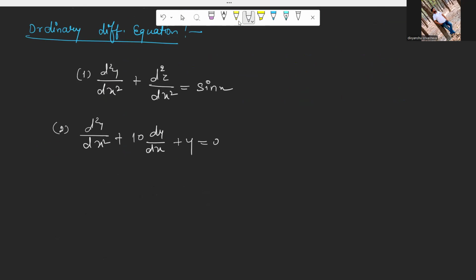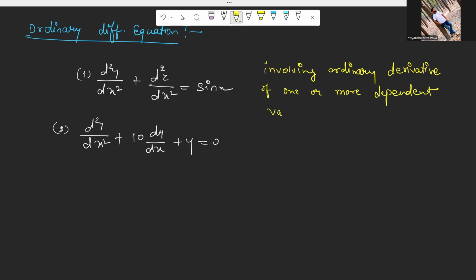The definition tells that if you have a differential equation involving ordinary derivatives of one or more dependent variables with respect to a single independent variable, then it is your ordinary differential equation.